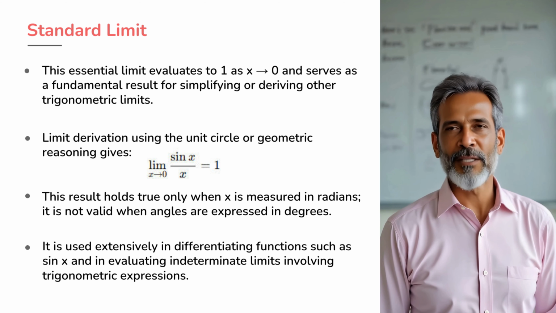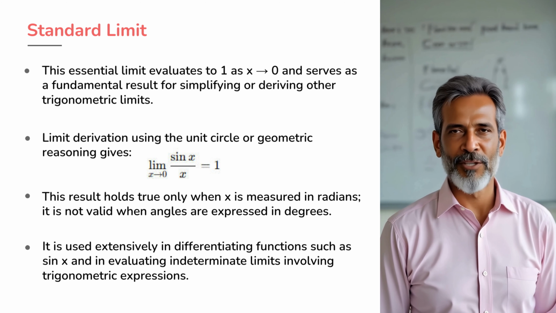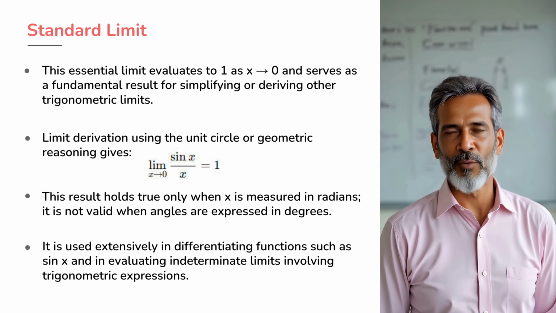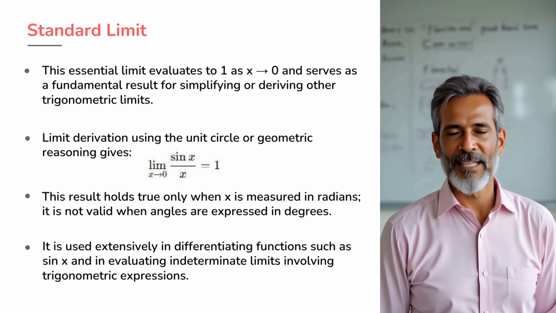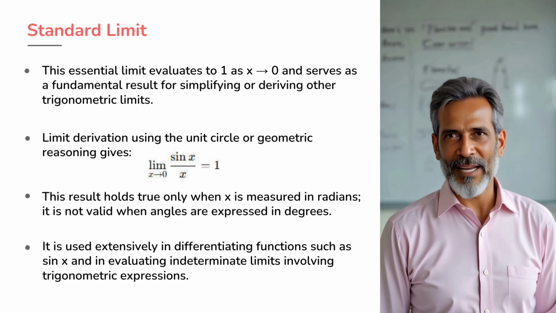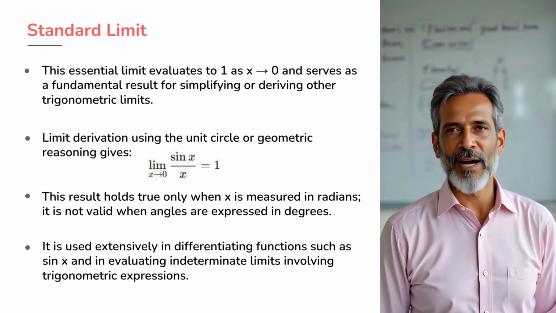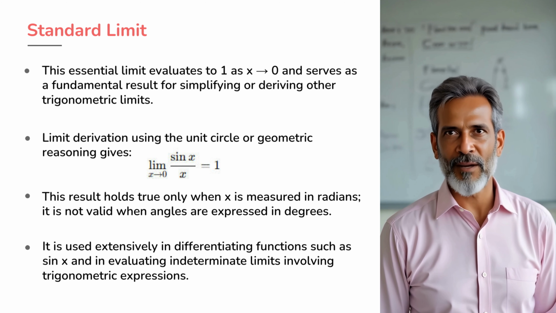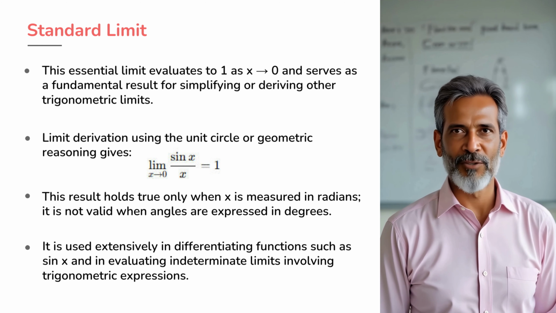How do we know this? There are geometric arguments using the unit circle. Imagine a circle with radius 1. If you mark an angle x in radians, the length of the arc that subtends this angle is exactly x. Comparing this arc length with the sine of x, represented by the vertical height of a point on the circle, gives us a beautiful inequality that sandwiches sine x over x between two very close values, eventually proving the limit is 1. Important to remember, this only holds true when x is measured in radians.